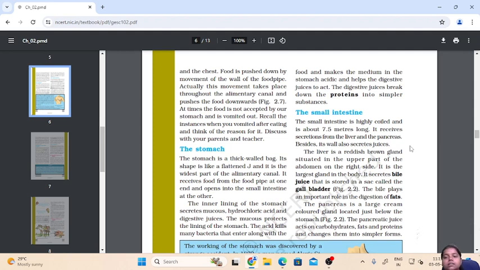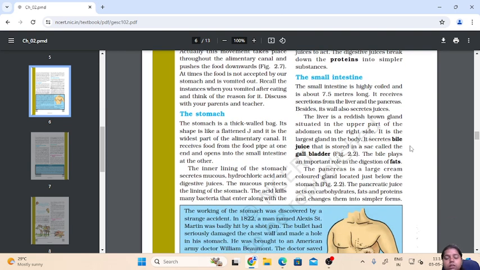Then after the stomach, the next part is the small intestine. The small intestine is very highly coiled, and its length is 7.5 meters. It receives secretions from both the liver and the pancreas, but it also secretes some juices itself. Then what is the liver? Here we said it receives secretions from the liver and the pancreas.